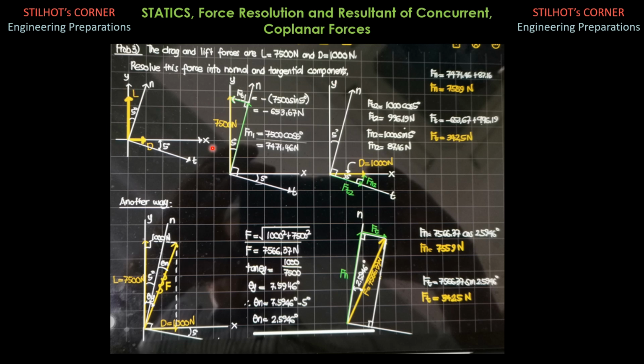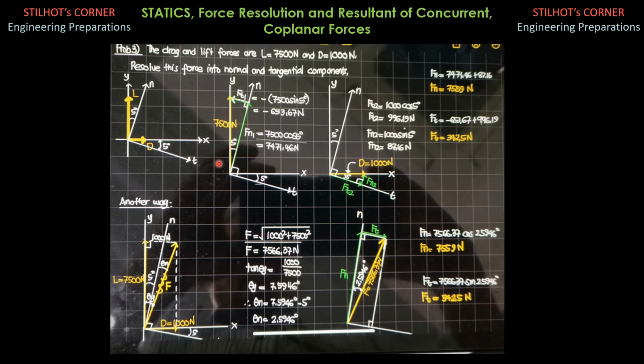This is the original figure. Then we have the lift force L with magnitude 7,500 newtons directed vertically upward along the positive y-axis, and the drag force of 1,000 newtons directed rightward along the positive x-axis. And these are the tangential and the normal axis. They are perpendicular to each other because the normal rotates clockwise from the y-axis 5 degrees, as well as the tangential axis. It rotates 5 degrees clockwise from the x-axis.